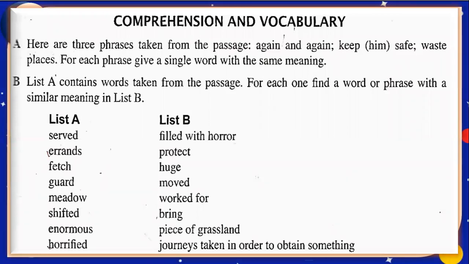Oh yes, here in this exercise, this is exercise B. We are said to match the words given in a list A. In column A, there are some words, and in column B, there are some words. We are said to match them. For example, served will be joined with worked for. Errands will be joined with journeys taken in order to obtain something. Fetch will join with bring. Guard will join with protect. In this way, the whole exercise will be done.